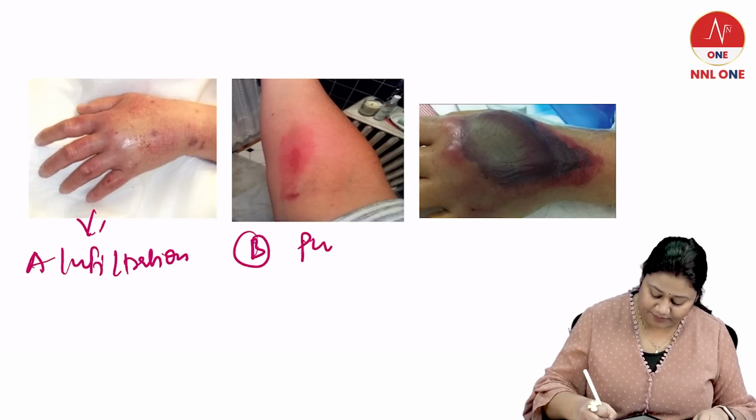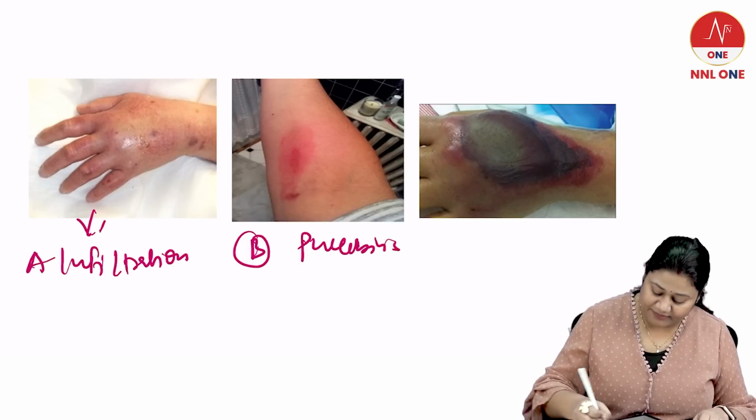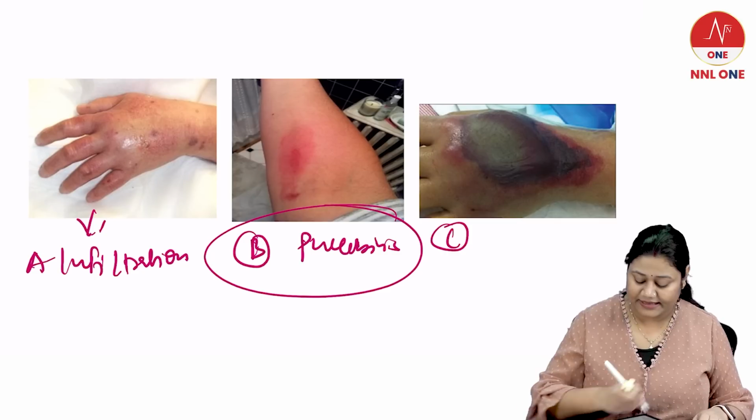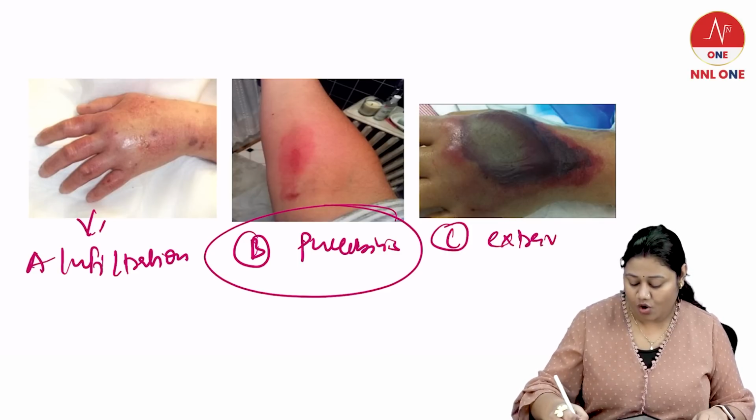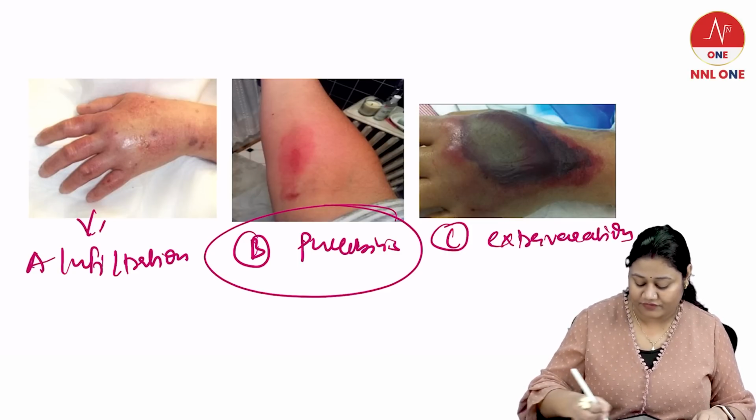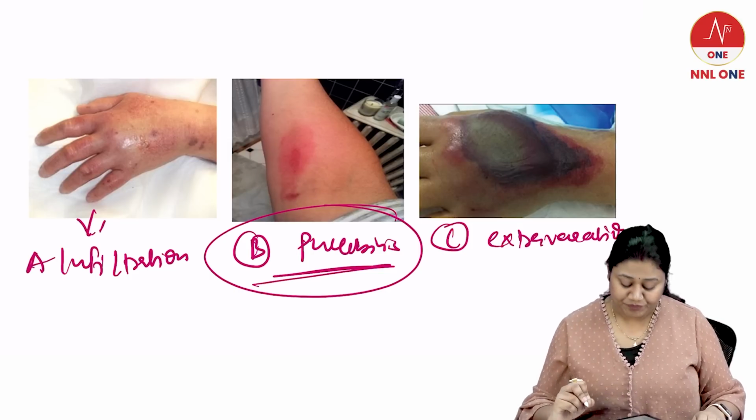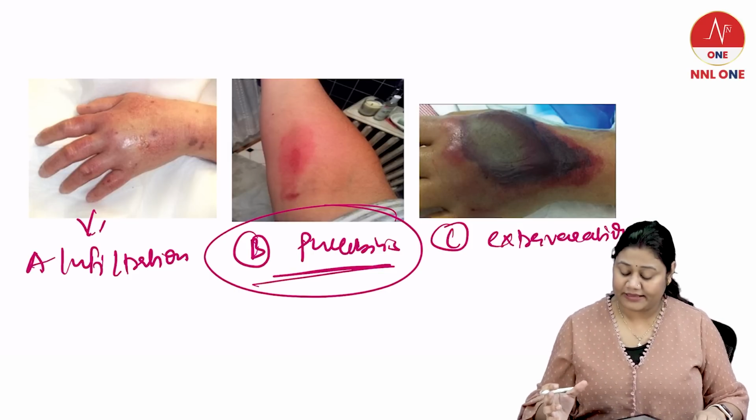Image B is phlebitis, and image C is extravasation. Phlebitis is the most common complication of IV line. Phlebitis is most common, right? How can you remember? By the sign and symptom.